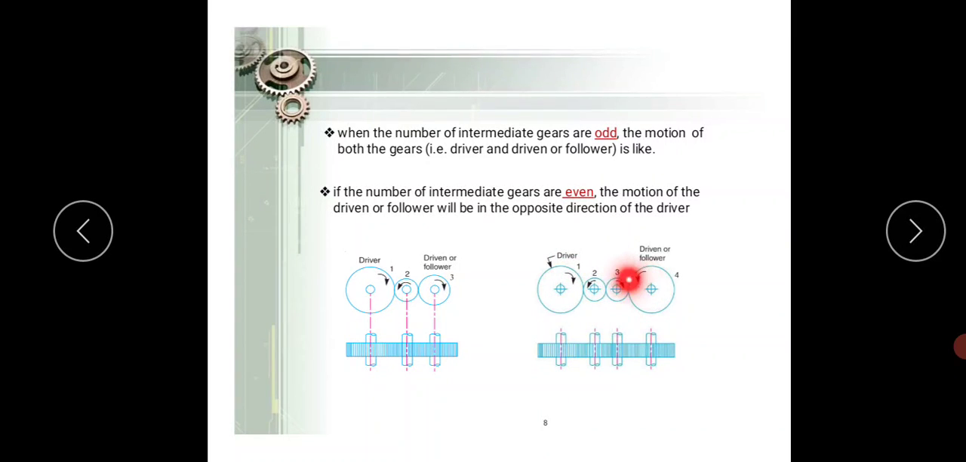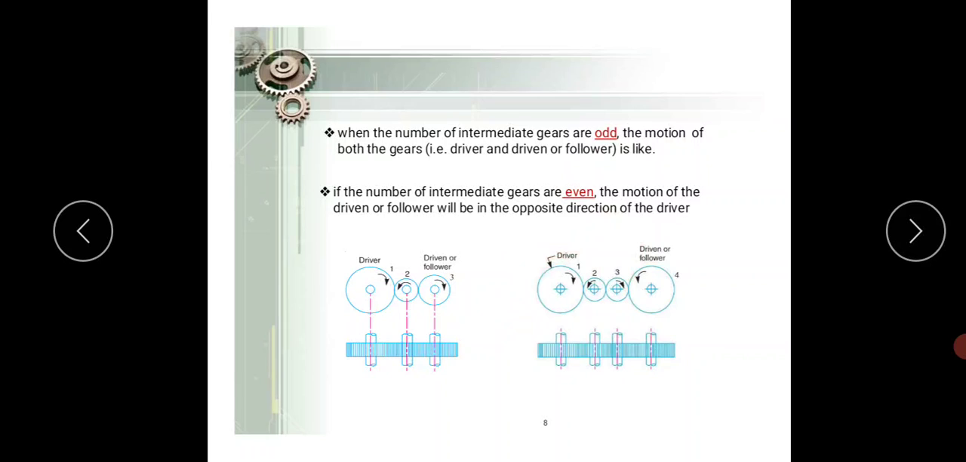The third intermediate gear is rotating clockwise. Here the driven gear is rotated opposite to the driver. Here the driven gear is rotating in the anti-clockwise direction, while the input gear is in the clockwise direction. These are the terms explained here.